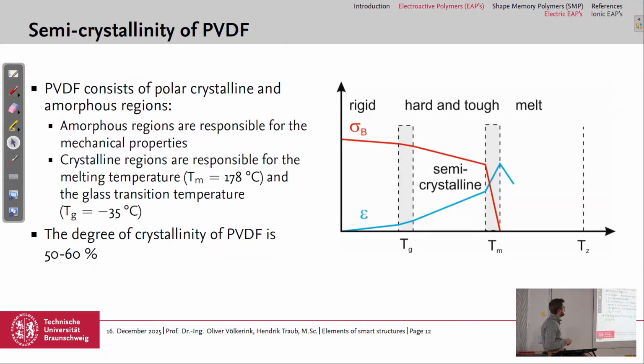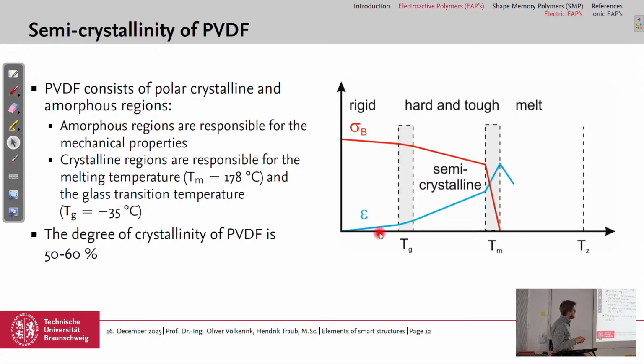PVDF, as mentioned, is semicrystalline, so it consists of polar crystalline and amorphous regions. The amorphous regions are responsible for the mechanical properties, and crystalline regions are responsible for the melting temperature, which is about 178 degrees Celsius. And the glass transition temperature is at -35 degrees Celsius, and we have 50 to 60% of crystalline regions in the PVDF. So maybe roughly half crystalline and half amorphous.